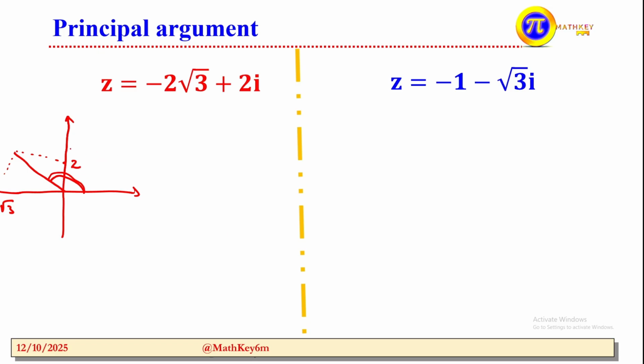In that case, from this to this, it measures 90 degree, or it is what? pi/2. So we add some terms which is greater than what? 90. So the degree measure from the positive x-axis to the complex number z equals -2√3 plus 2i is greater than 90 degree እንደሆነ እናያለን እዚህ ጋር ግልጽ ነው። ስለዚህ how can we find that one?